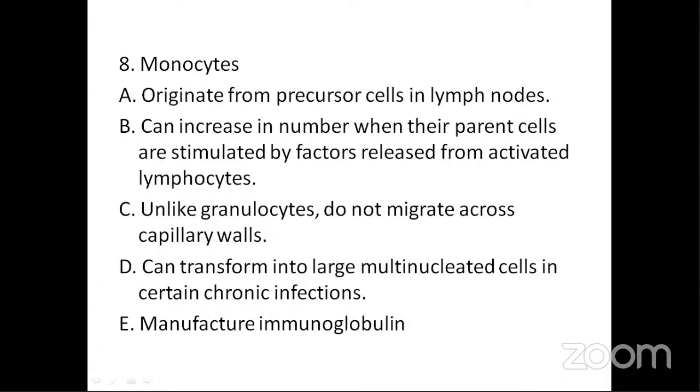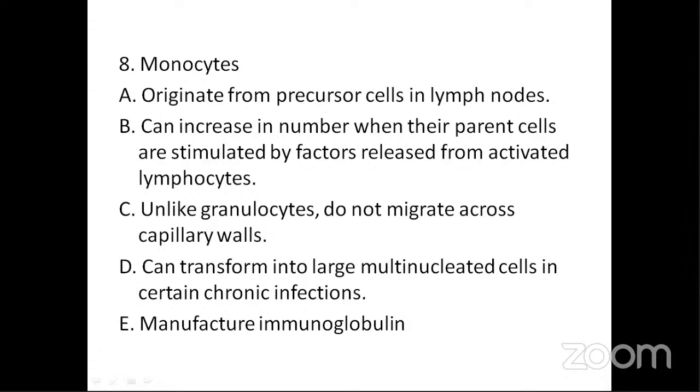Next, fourth option is can transform into large multinucleated cells in certain chronic infections. Yes, it is true. The giant cells seen in tissues affected by tuberculosis and leprosy. Next, last option is manufacture immunoglobulins. It is false, because immunoglobulins are made by ribosomes in lymphocytes, not in monocytes.